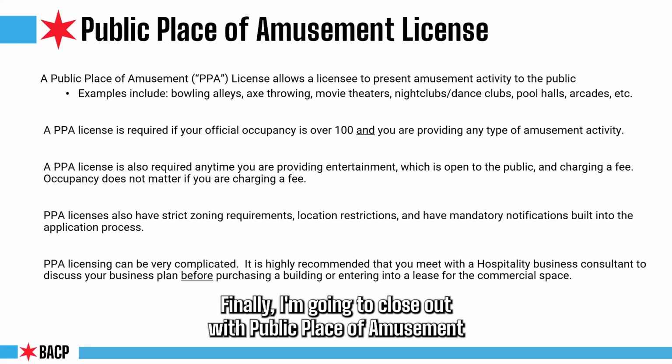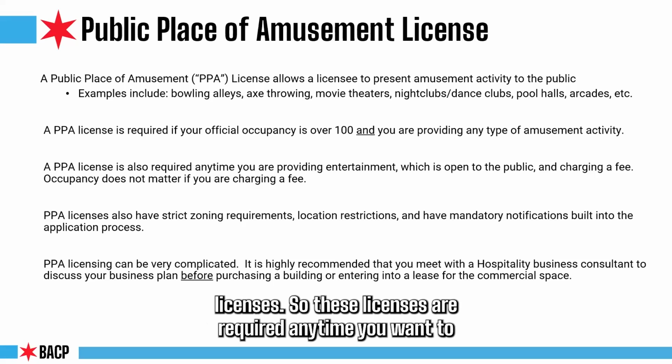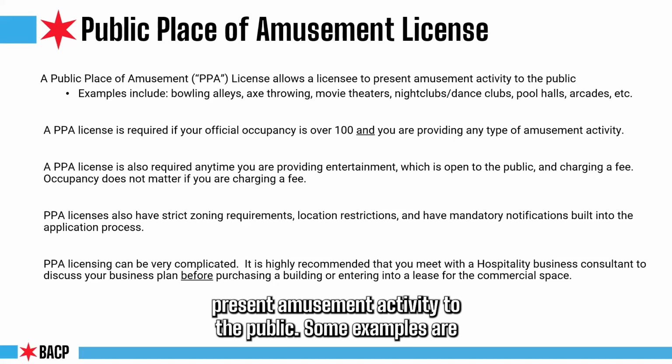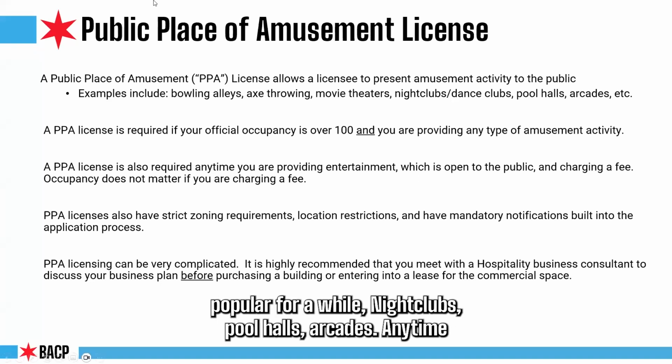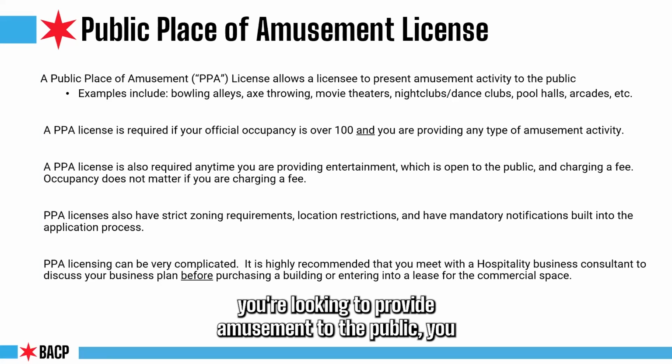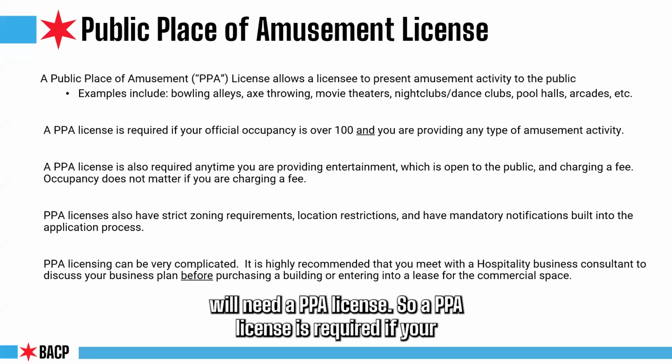Finally, I'm going to close out with public place of amusement licenses. So these licenses are required anytime you want to present amusement activity to the public. Some examples are bowling alleys, movie theaters. The axe throwing was really popular for a while. Nightclubs, pool halls, arcades. Anytime you're looking to provide amusement to the public, you will need a PPA license.